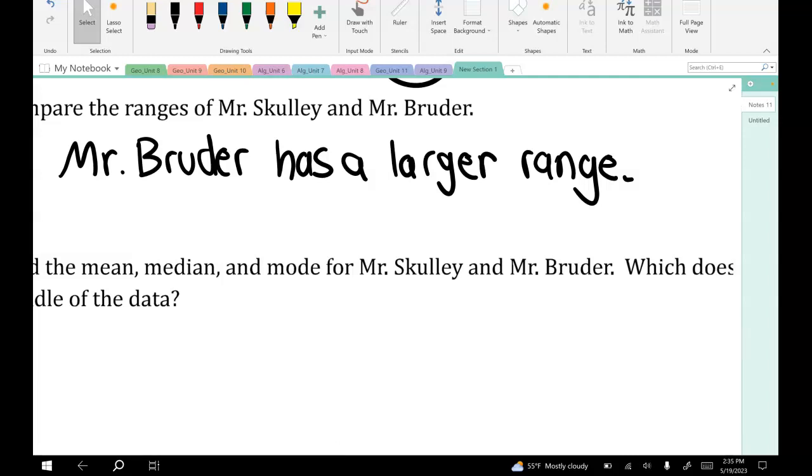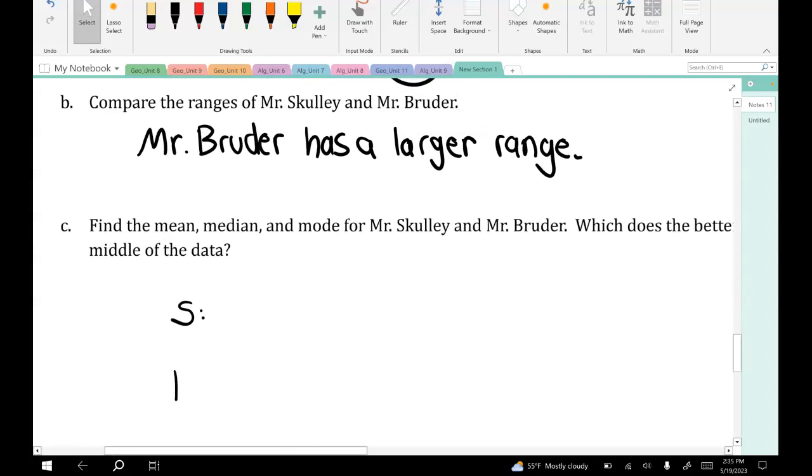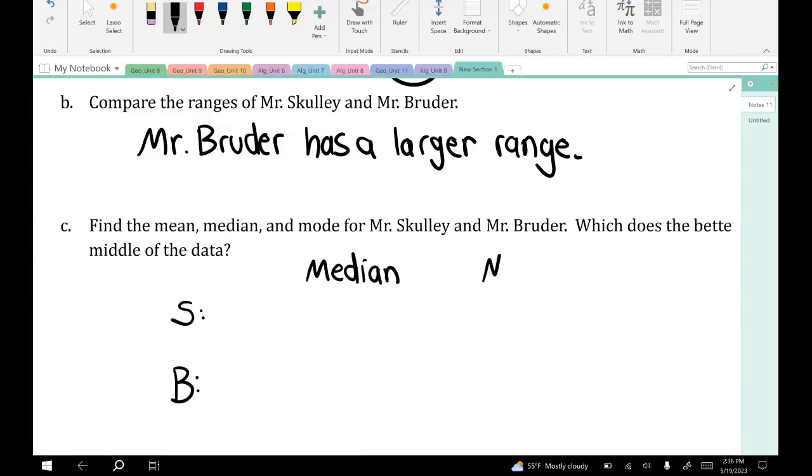In our last example, we're finding the mean, median, and mode for both of us. So I like to make a little informal chart, S for Scully, B for Bruder, and label as my columns the three things I'm trying to find. Mean, median, and mode.